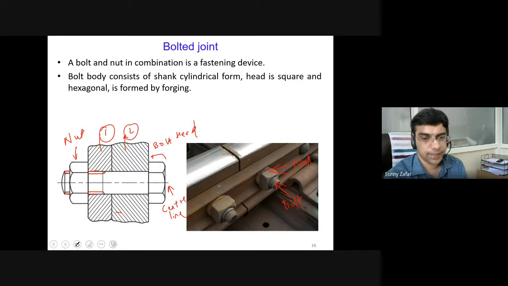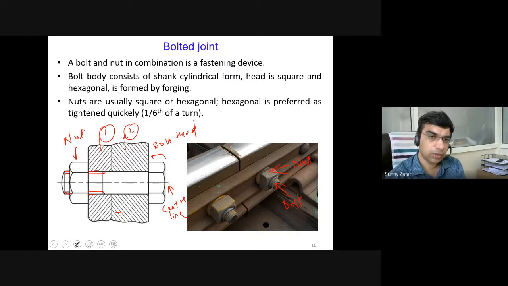This is because whenever you have a hexagonal bolt head, while you are tightening or holding it, especially giving a rotation to it, short rotations are useful in tightening it up. It is only 1/6 of a turn that is required in case of hexagonal, while for a square head 1/4 rotation is required. And nuts are also made using either square or hexagon, whereas the hexagon is more preferred because these are tightened quickly, like in 1/6 of a turn.